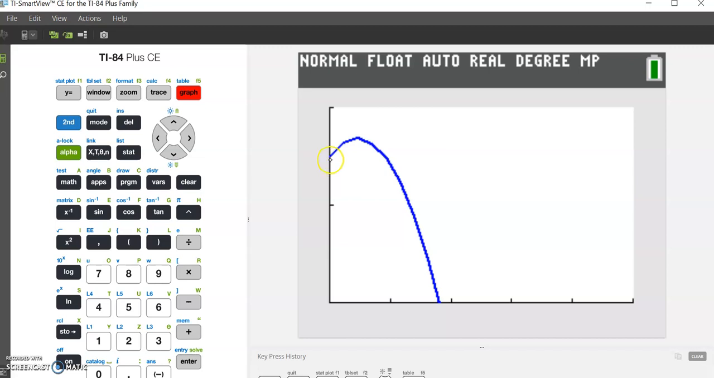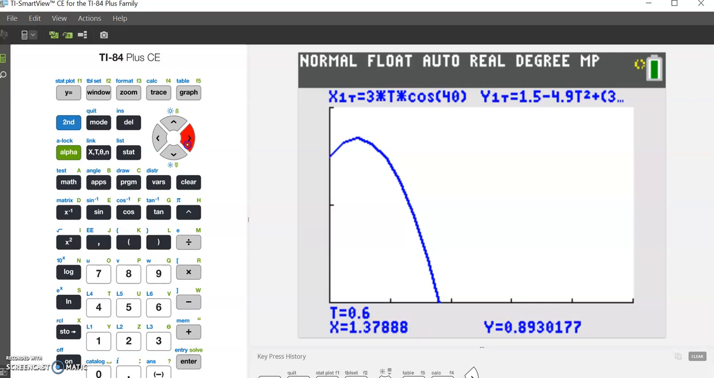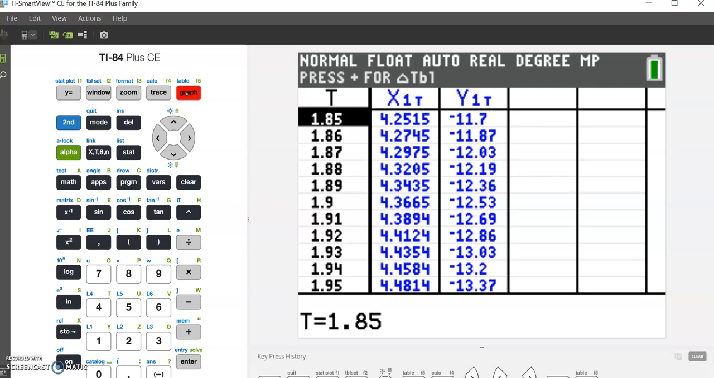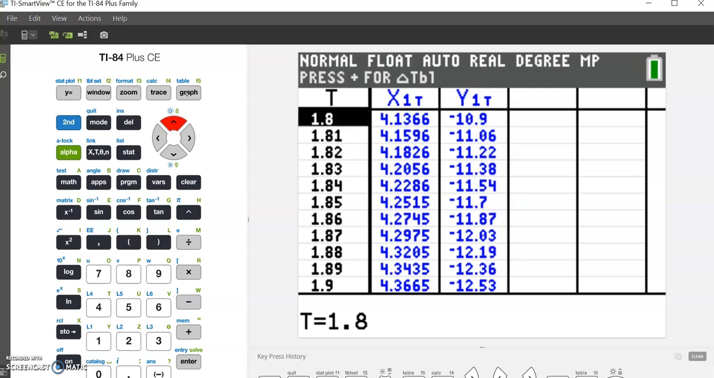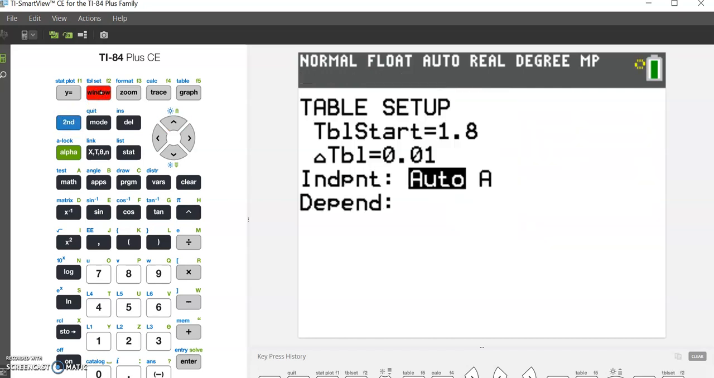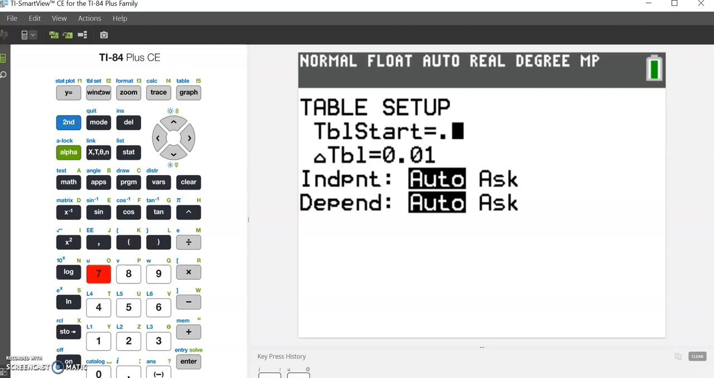And there's our cat. She jumps from 1.5 meters and then lands less than 2 meters away. So the best way to do this can be just tracing. There's 0.7, 0.8 is way down below. So I can go second graph to get my table. Nope, I need to go second window. I'm way off my mark there. I was around 0.7. That's where I want to start my table. And sure, 0.01 looks great.